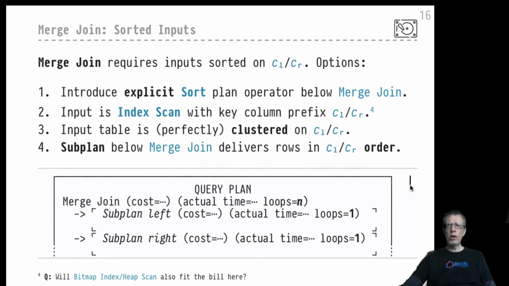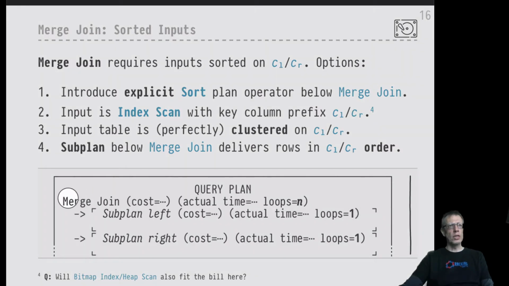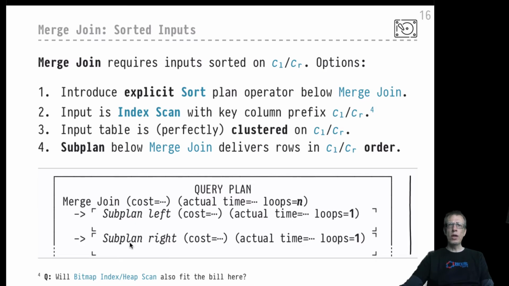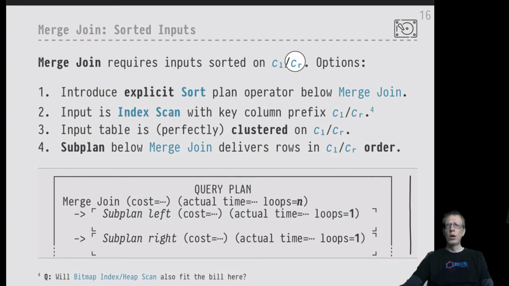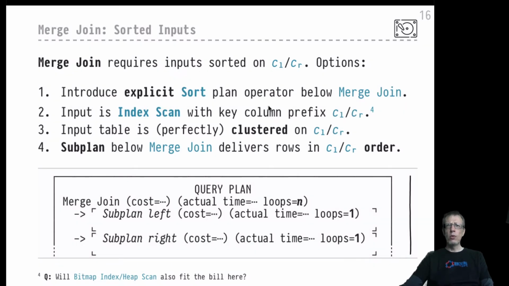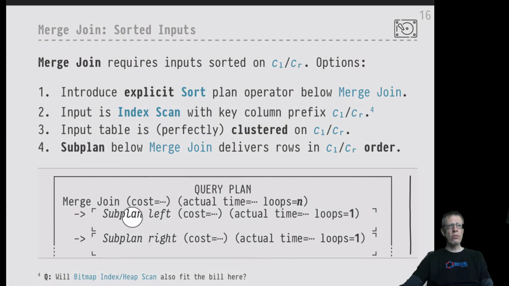So in general, we are looking at a constellation like this. The system has indeed decided to use merge join in a query plan. All right, and there will be two subplans below the merge join, of course, for the left and the right hand side input. And we are looking at these two subplans here. How can we make sure that these subplans generate their rows in the required order, in the order of the CL and CR columns, which are mentioned in the join criterion? Okay, of course, as I told you, these subplans could have subplan roots that are just explicit sort plan operators.